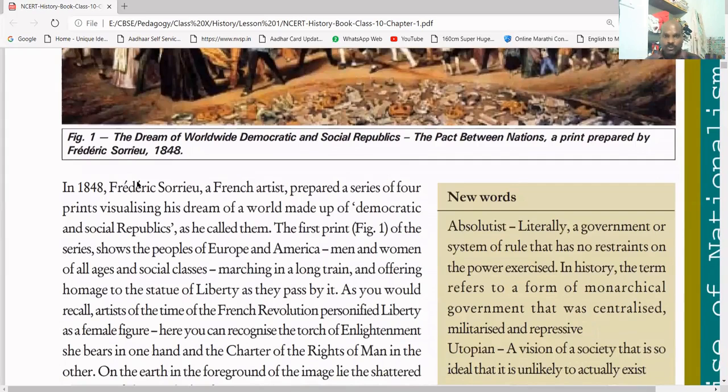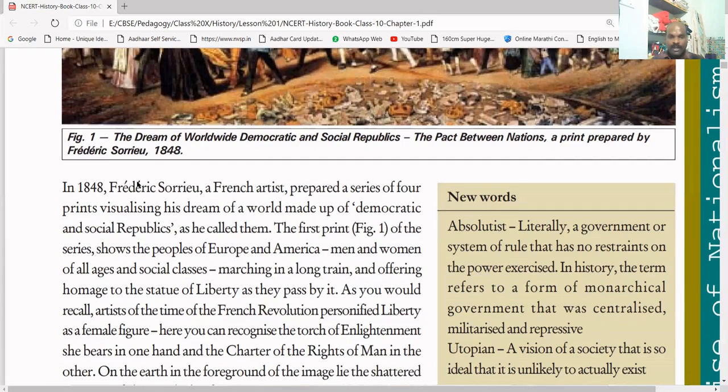So Frédéric Sorrieu made four prints. This is the first one. He named it Dream of Worldwide Democratic and Social Republics. That is the name he gave. It shows a pact, an agreement between nations. In this picture, you can understand many nations are there. People from many parts of Europe all come together and show their ambition to become nation states. A pact, an agreement, taking place there.